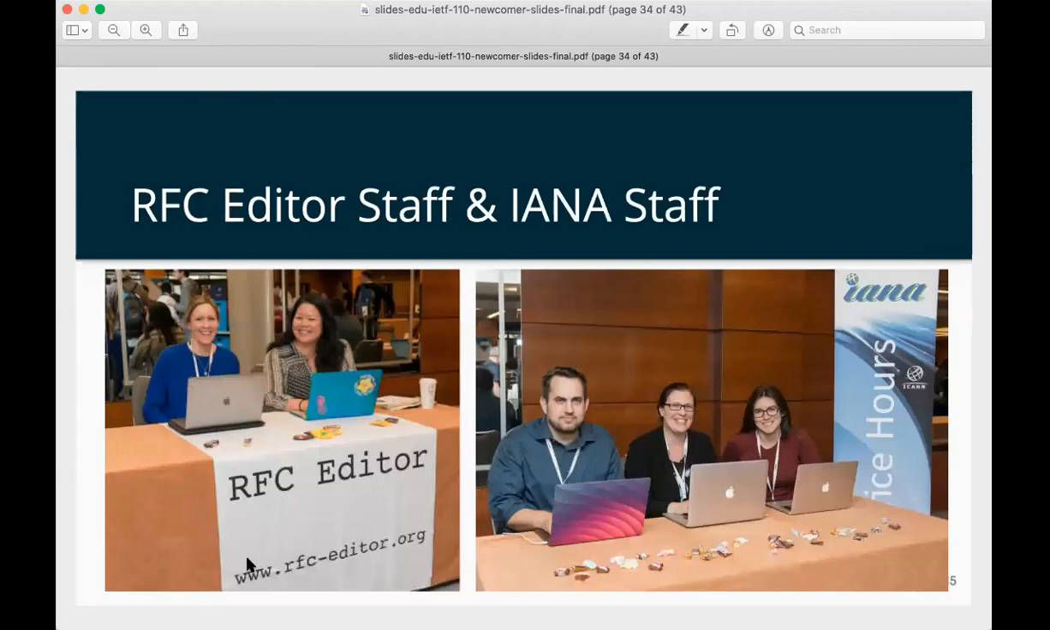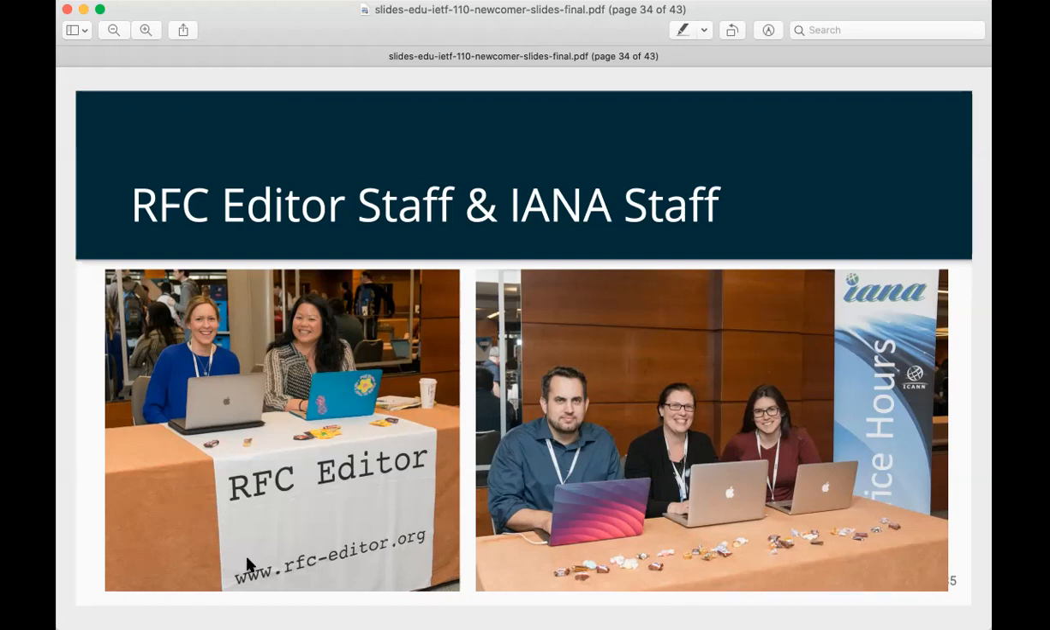The RFC editor, table on the left, and the IANA staff. At a physical IETF meeting, there would be a table set up so that you could go and ask the RFC editor any questions about getting a document through the final RFC process. A lot of times if you have a document that's currently being edited by the RFC editor, you can stop by and help them address any final issues or discuss it with them.